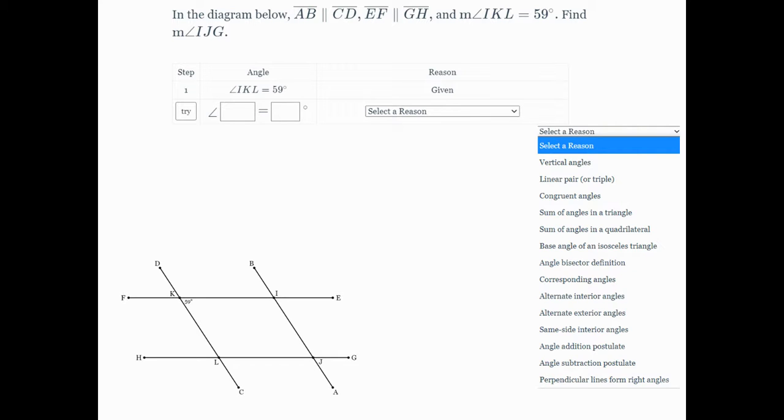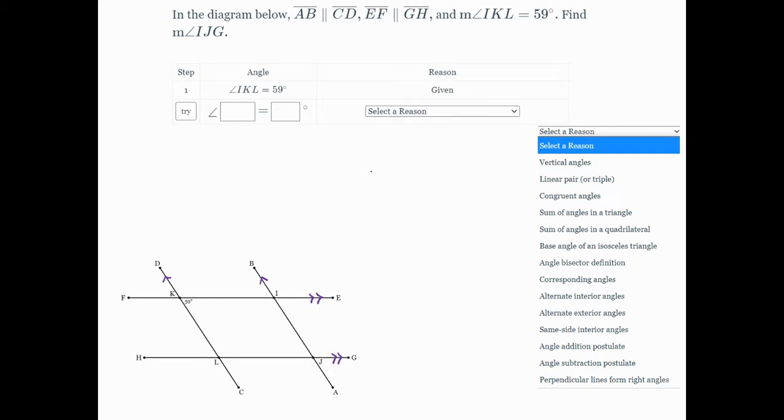So here's another type that you're going to see, and I'm just going to grab a color here and get started. In the diagram below, we have segment AB is parallel to segment CD, so I'm going to mark that. Then we also have that EF is parallel to GH. And notice I put a different number of arrows because it's a different set of parallel lines.